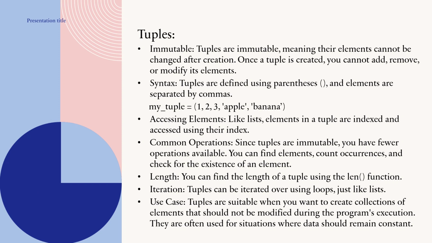Accessing elements is like lists. Elements in a tuple are indexed and accessed using their index. Common operations: since tuples are immutable, you have fewer operations available. You can find elements, count occurrences, and check for the existence of an element. Length: you can find the length of a tuple using the len function. Iteration: tuples can be iterated over using loops, just like lists.